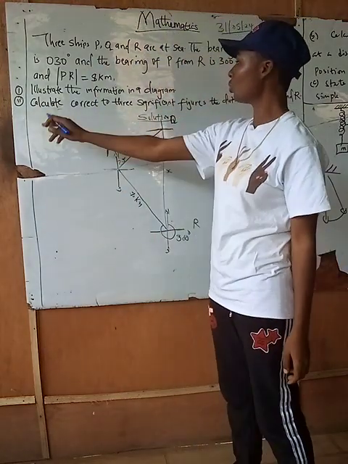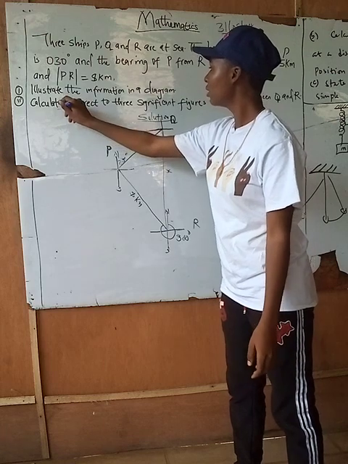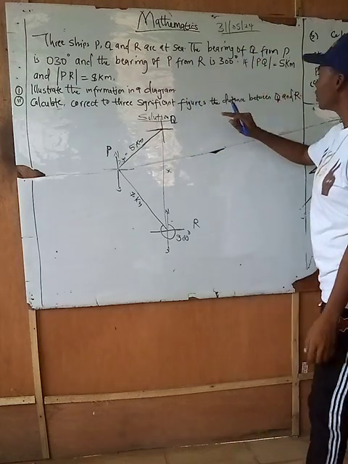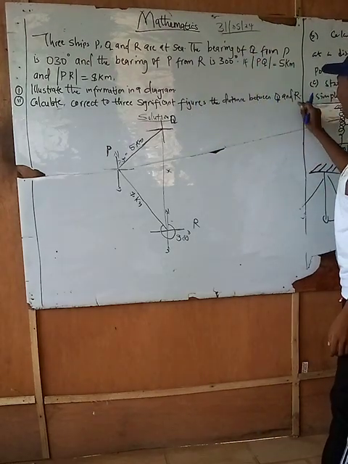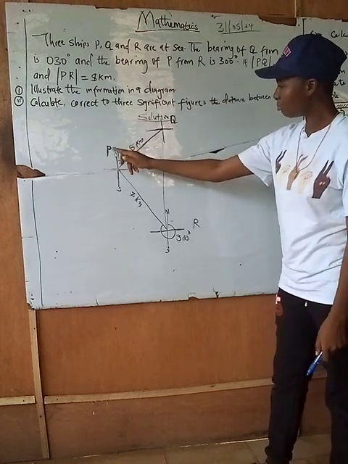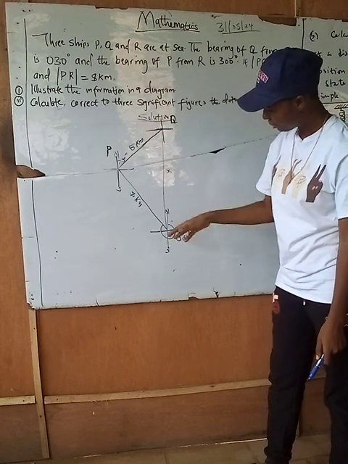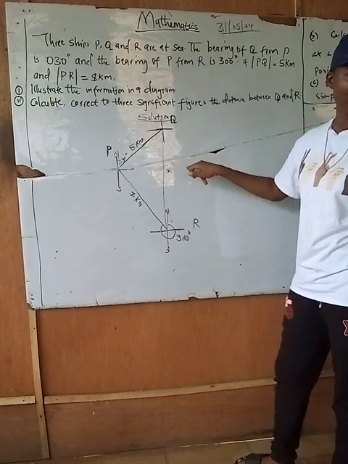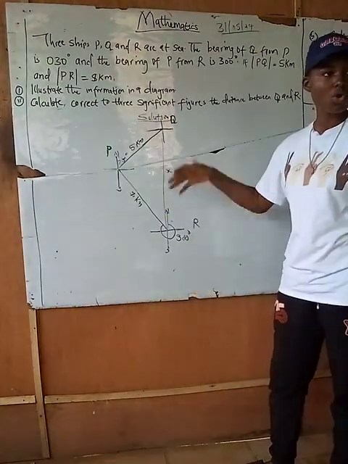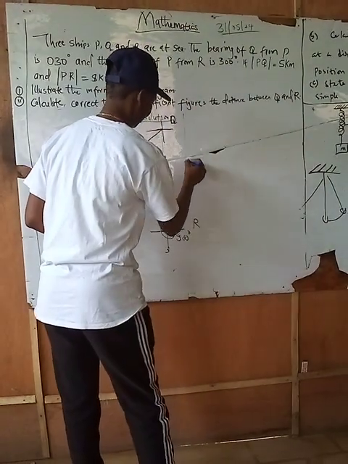We are going to 2. Now it says calculate, correct to 3 significant figures, the distance between Q and R. We know our distance from P to Q, which is 5 kilometers, and we equally know our distance from P to R, which is 8 kilometers. But we don't know our distance from Q to R, and that is what we are about to find now.